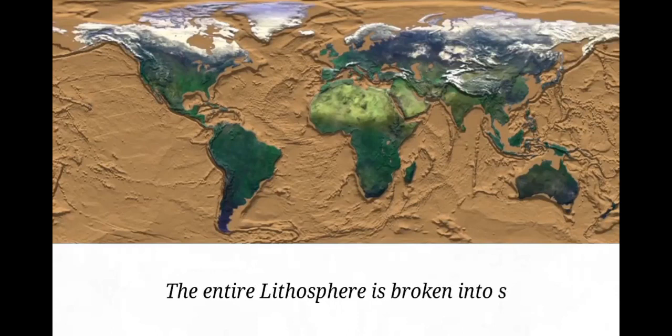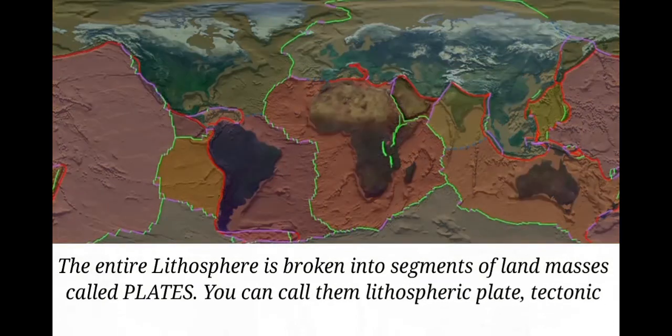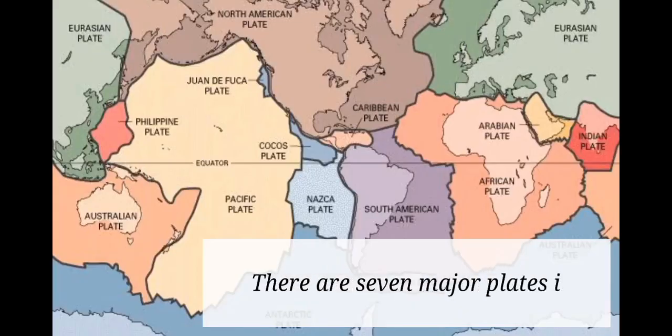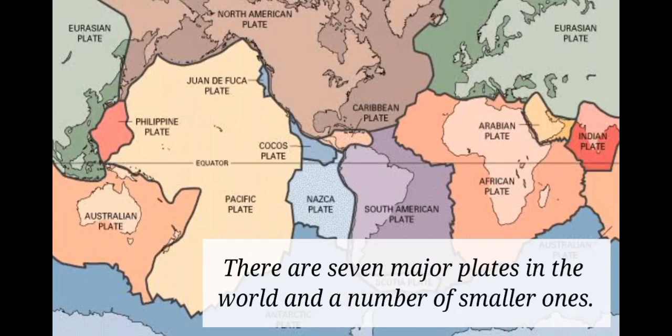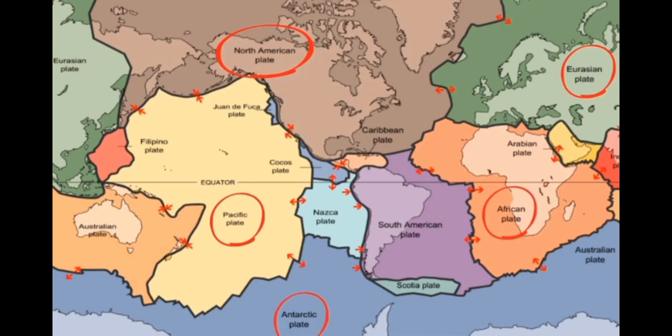One thing you need to remember is that the Earth's entire lithosphere is broken into segments of land masses called plates. As you can see in the map, you can call them lithospheric plates, tectonic plates, or simply plates. There are 7 major plates in the world and a number of smaller ones. The 7 major plates are the Pacific Plate, North American Plate, Eurasian Plate, African Plate, Antarctic Plate, Australian Plate, and the South American Plate. The rest are the smaller ones or the minor plates.